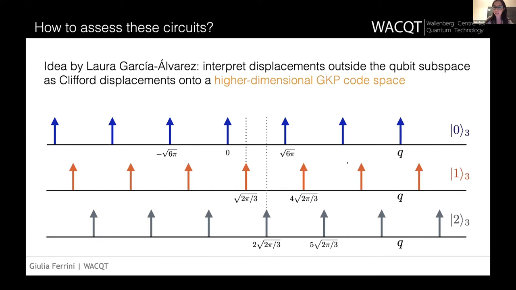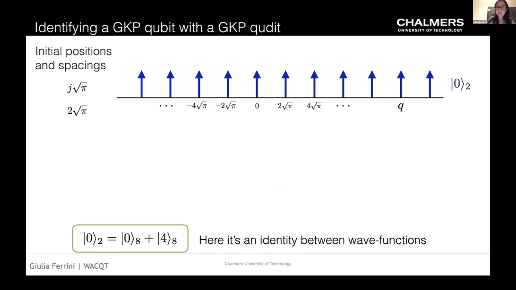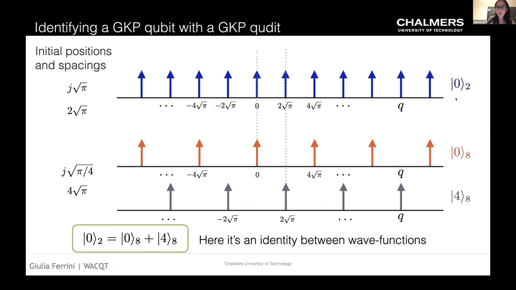And then what she suggested to do is the following. You have your circuit, where you have your input qubit states, and then you can basically interpret your qubit state as if it was a state of a qudit in a higher dimension. You also have to make sure that if you start with a stabilizer state, you also end up with a stabilizer state, which is the case. Then, for instance, here I plotted this pictorial representation of how the zero logical qubit state can be interpreted in terms of a 0 + 4 state in a qudit encoding, where d is equal to 8 in this case. And with GKP qubit and qudit encodings, this is really an identity between wave functions.